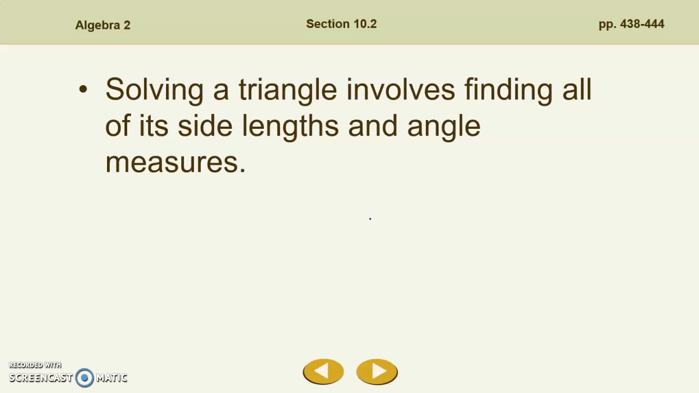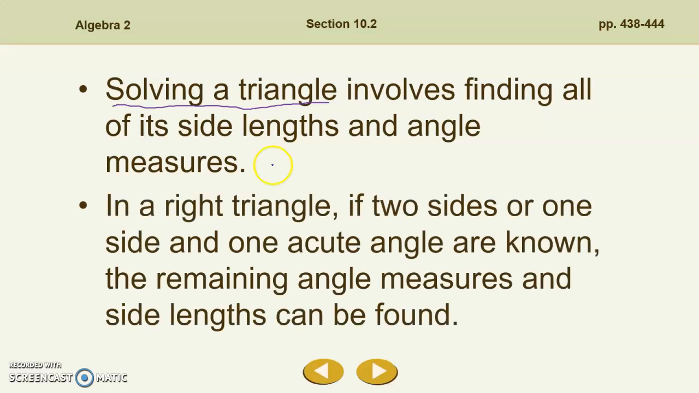Solving a triangle means this: finding all of its side lengths and angle measures. You may want to write that in the vocabulary section of your notes. Solving a triangle means finding all of its side lengths and angle measures. We're going to work on solving right triangles today. In a right triangle, if we know 2 sides, or if we know 1 side and 1 acute angle, then the remaining angle measures and side lengths can be found.